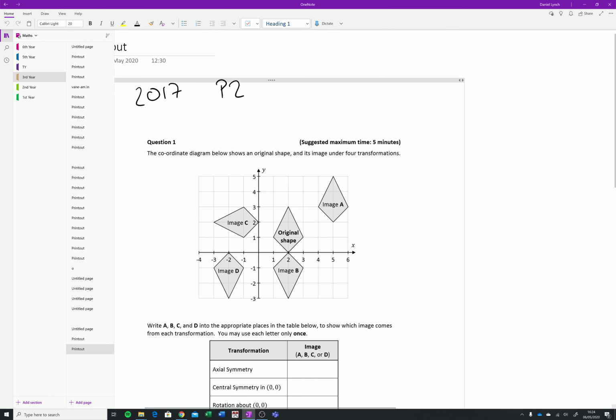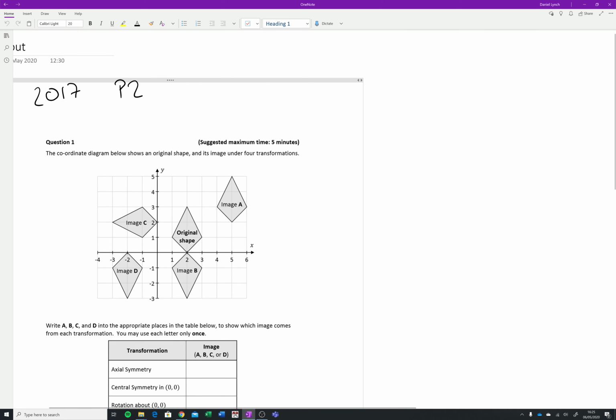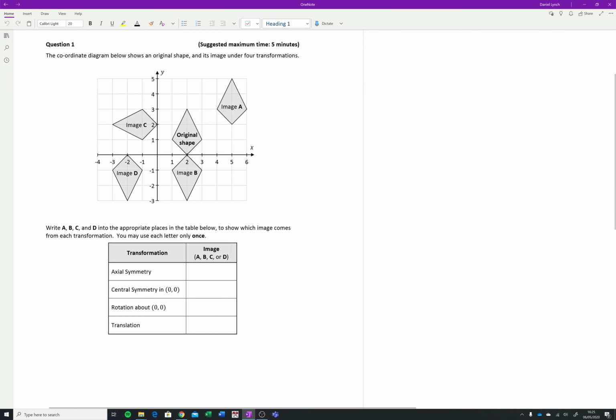Hi gents, we're going to have a look at this 2017 paper 2 question 1 just to give you the answers there. I was asking you just to try it yourself. So here you go. So what do we have? Write A, B, C and D into the appropriate places in the table.